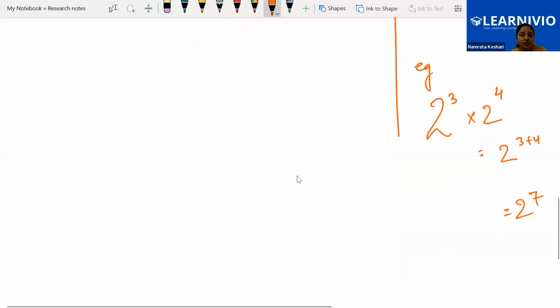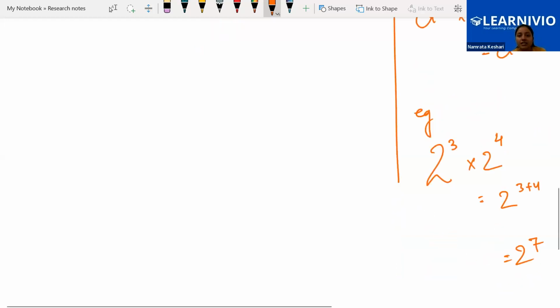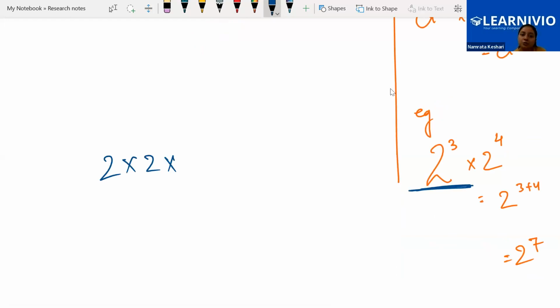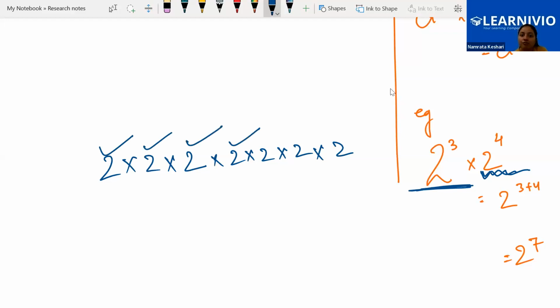Why do we apply this rule like this? Because we can understand that this 2 to the power 3 can be written as 2 into 2 into 2. And this 2 to the power 4 can be written as 2 into 2 into 2 into 2, 4 times. Then how many times 2 we are having? 1, 2, 3, 4, 5, 6, 7. Total 2 we are having 7 times. That's why the exponent became 7.